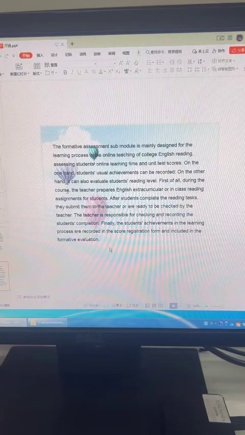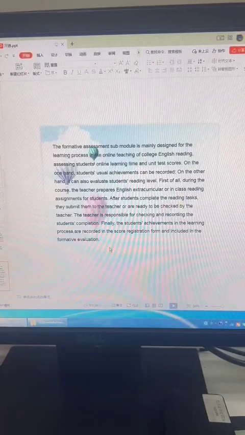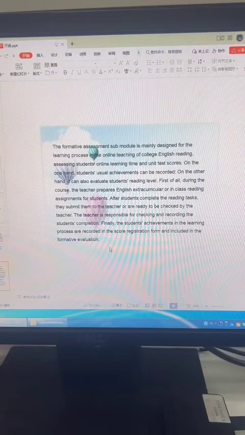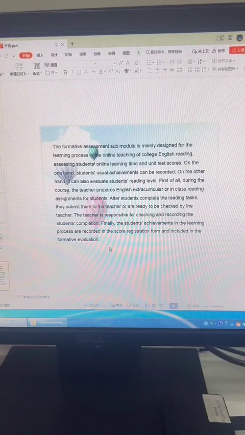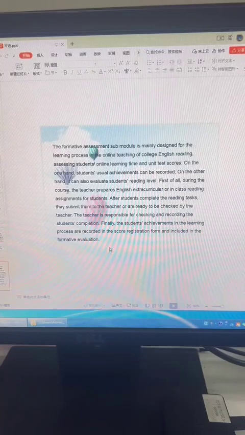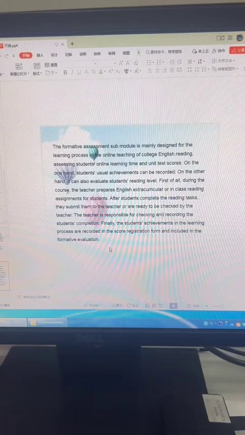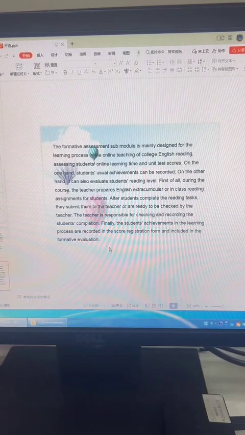The formative assessment sub-module is mainly designed for the learning process in the online teaching of college English reading, assessing students' online learning time and unit test scores. On the one hand, students' usual achievements can be recorded. On the other hand, it can also evaluate students' reading level.